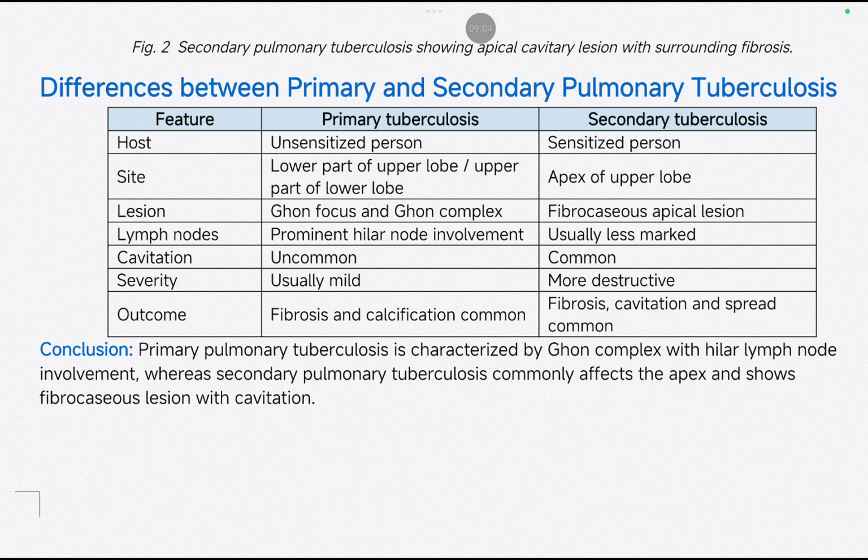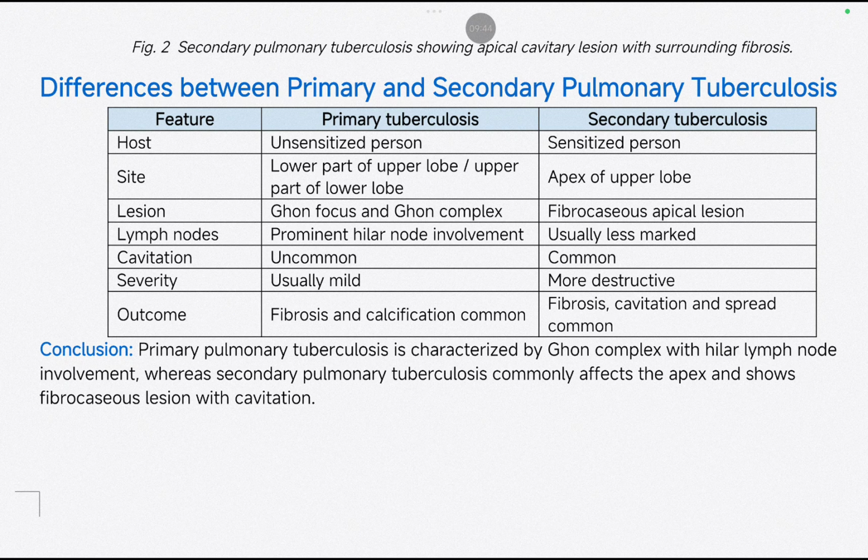In primary tuberculosis, there can be two sites: the lower part of the upper lobe or the upper part of the lower lobe. But in secondary tuberculosis, it is always present at the apex of the upper lobe. And why is it present there? Because oxygen tension is highest there. The lesion in primary tuberculosis is the Ghon focus and Ghon complex. In secondary tuberculosis, there is a fibrocaseous apical lesion. Fibrocaseous simply means that fibrosis and necrosis are going on at the same place, close to one another. In primary tuberculosis, there is prominent hilar node involvement.